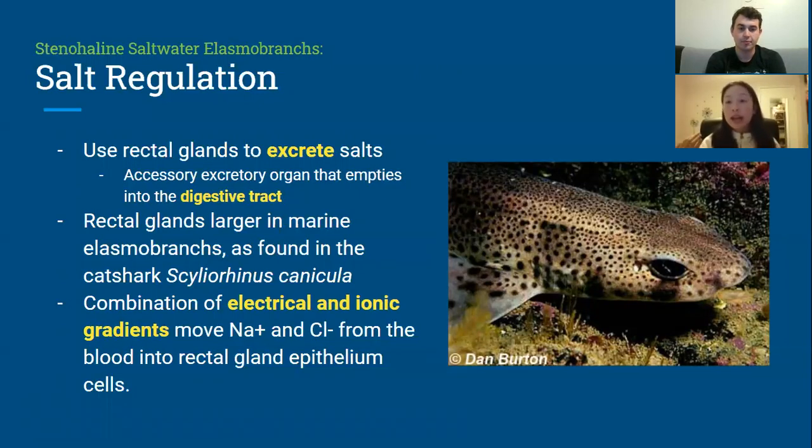And how the rectal gland works is that ions are moving in and out through a combination of electrical and ionic gradients that move mainly sodium and chloride into the rectal gland epithelium cells.